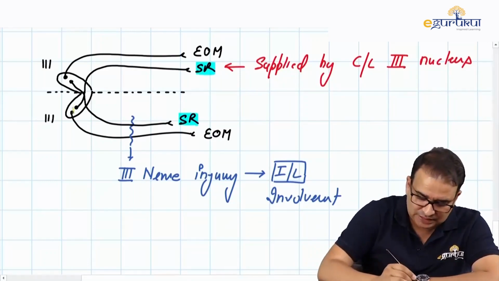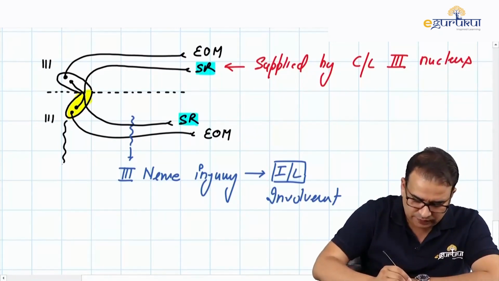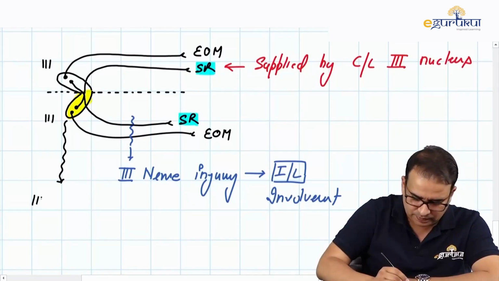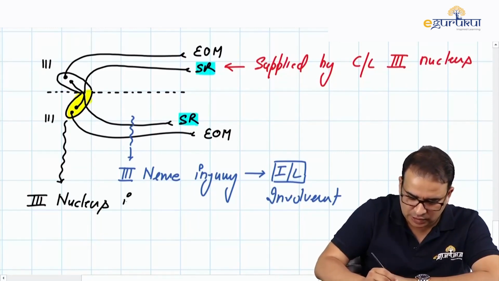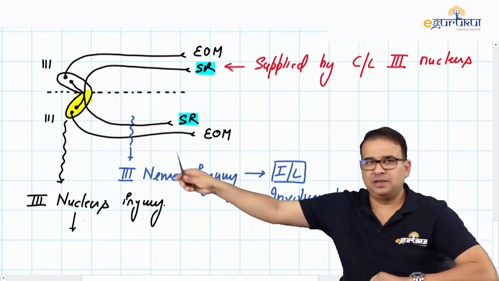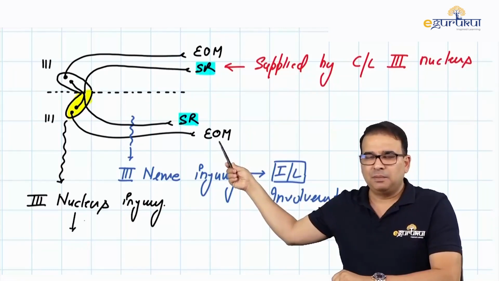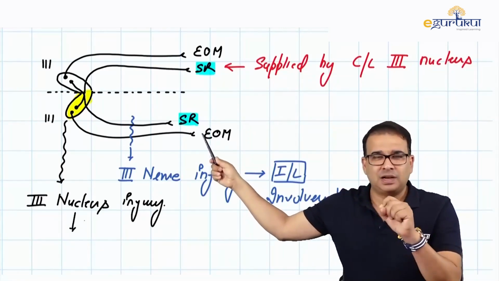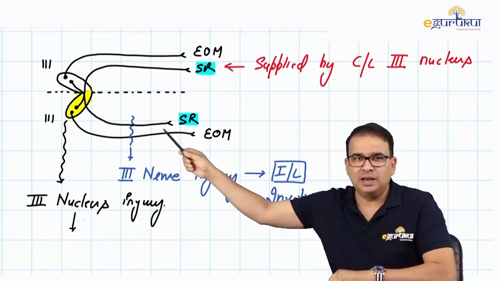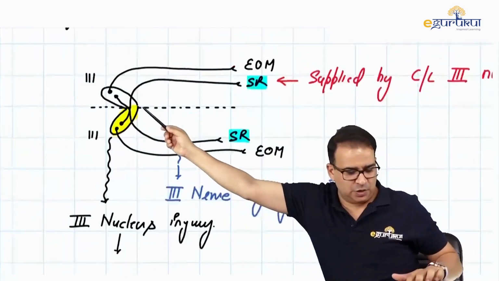But yes, if the question says there is a third nucleus injury, not the nerve, nucleus. So in case of third nucleus injury, what difference we'll see, guys? The difference will be, obviously, if a third nucleus is involved, again we have ipsilateral extraocular muscle involved. But what about superior rectus? Well, superior rectus of both sides will be involved. Why both sides? Because the fibers which are coming from the opposite side are also involved because they're coming from inside the nucleus only.